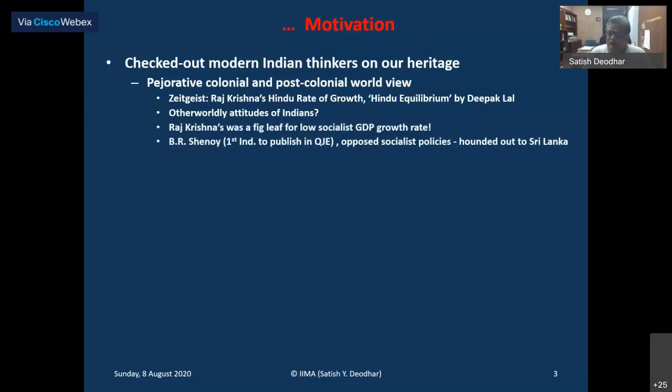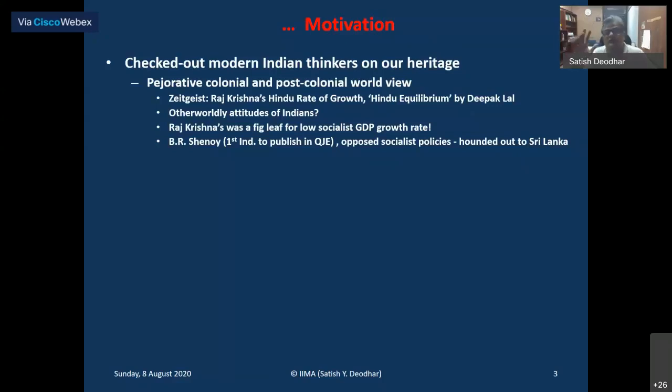As we look back with hindsight, actually Raj Krishna's term was a fig leaf for the low socialist GDP growth rate, because up until 1991, what we were following was the socialistic model. There were controls, right? You'd have heard the term license Raj. It was C. Rajagopalachari who called the early phase the license Raj. Small scale SSI units were given some 800 products to be manufactured. They were reserved for them so that others will not produce them.